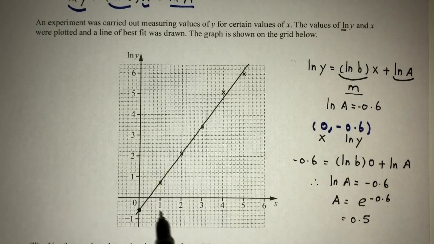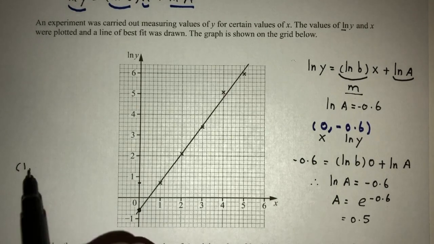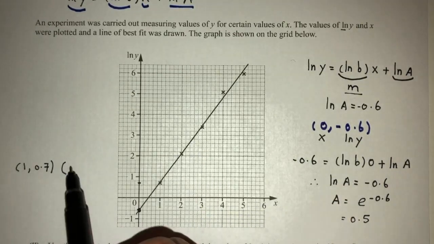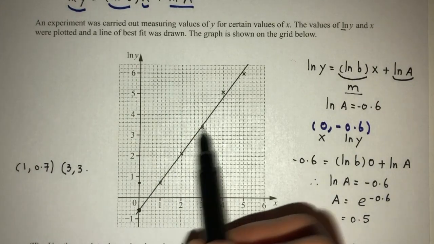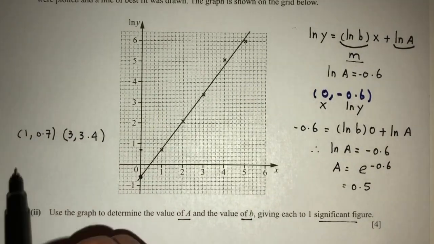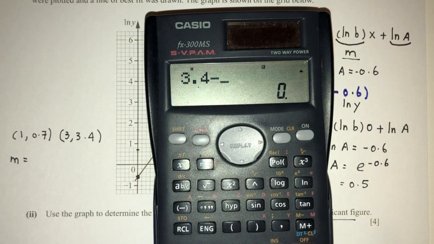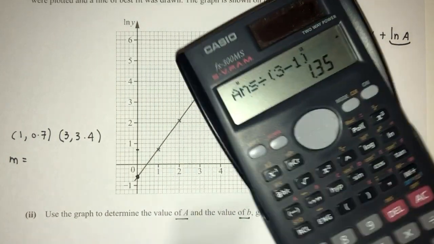This is my point 1, and the y value here is 0.2, 0.4, 0.6, 0.7. That's my first point. And now I'll choose this point. This is 3, and this will be 3.4. So now I have two points and I can find the gradient of the line. The gradient will be simply y2 minus y1, so 3.4 minus 0.7, divided by 3 minus 1. That will be 1.35.